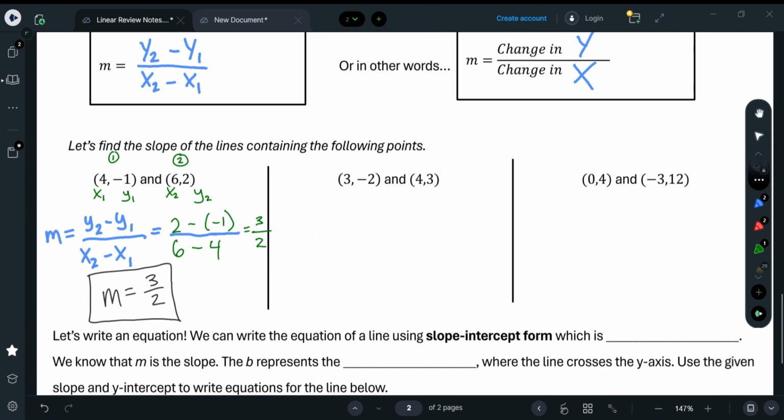What I would like you to do now is try these other 2 examples. Pause the video, give these a try, and then come back to the video and take a look.